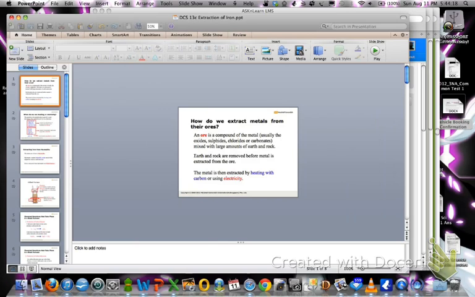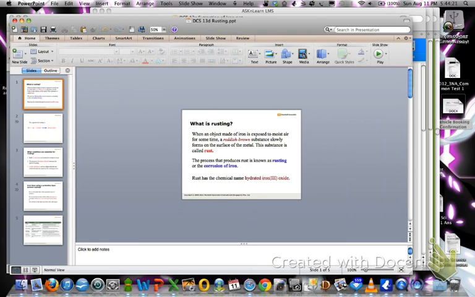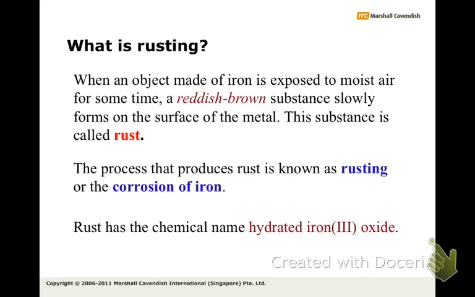Next up, we talk about rusting. Essentially, what is rusting? Rusting is a reddish brown substance formed on the surface of a metal. You can usually see it in toilets and kitchens, all the places where you have a lot of moisture and dirt. Rusting is a form of corrosion of iron. Remember, corrosion is when a metal reacts. In this case, your iron will react with water and oxygen.